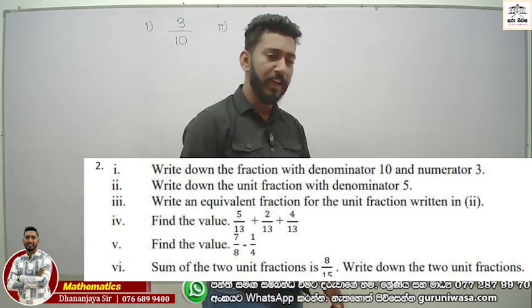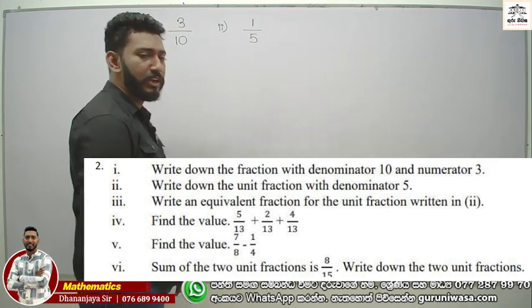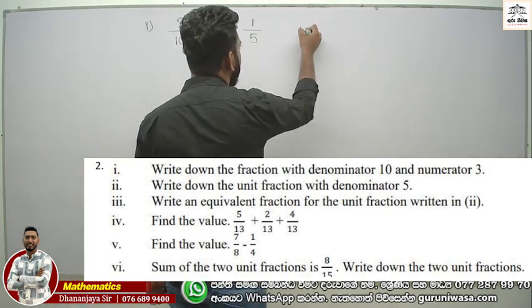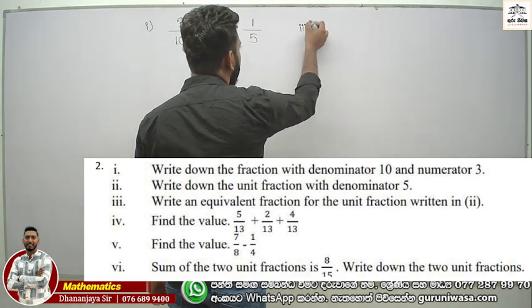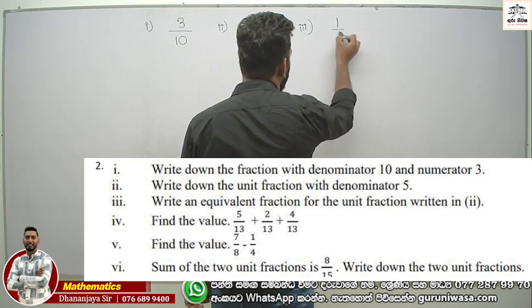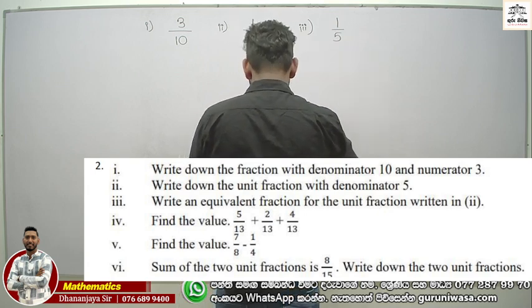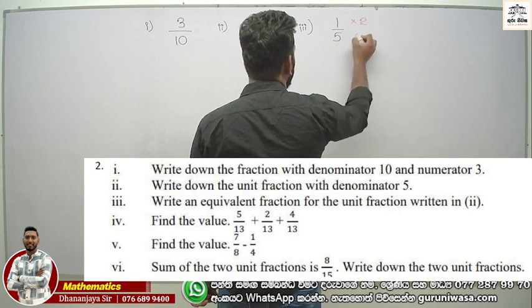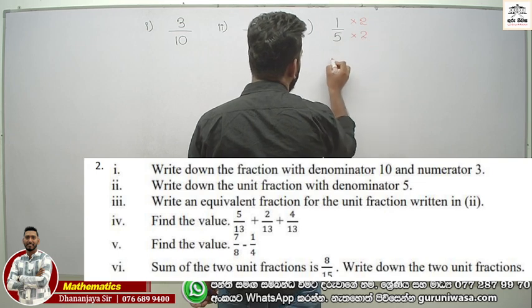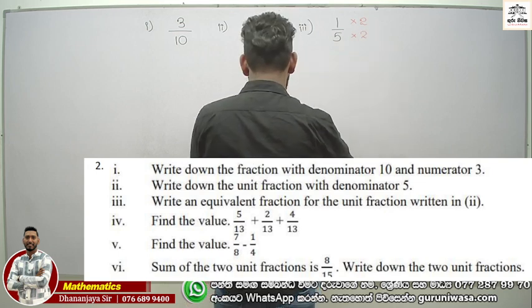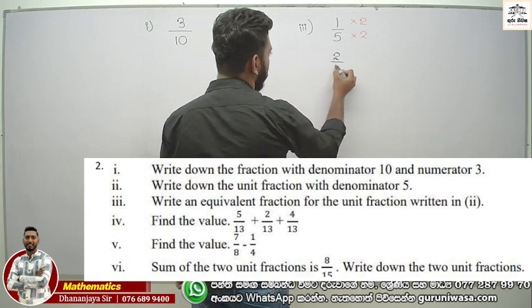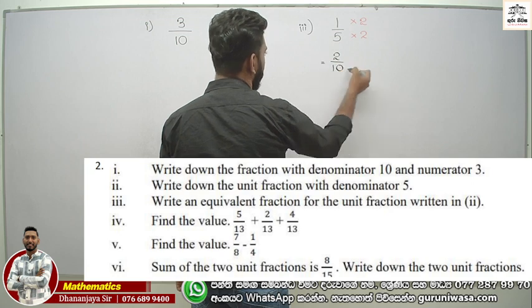And write an equivalent fraction for the unit fraction written in number 2. He asks us to write an equivalent fraction. Now how to write equivalent fractions? This is 1/5. Therefore you can multiply both terms by 2. Now the answer becomes 2 times 1, 2, and 2 times 5, 10. Now 2 over 10 is the answer.